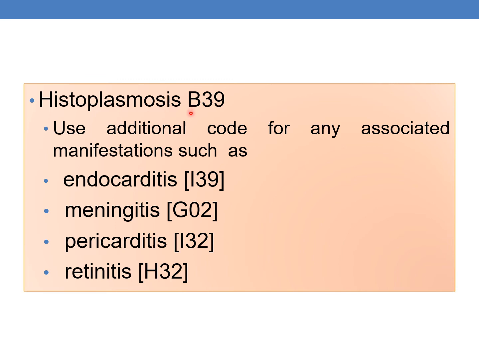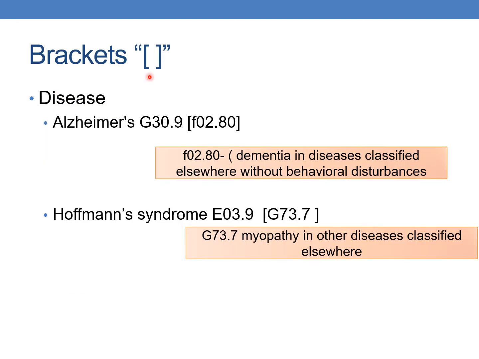If you see this code, under the code you can see: use additional code for any associated manifestations such as endocarditis, meningitis, pericarditis and retinitis. In the previous example, we can see that chorioretinitis is subcategorized into histoplasmic. So whenever it is histoplasmic, it is given by the code B39.9 followed by retinitis H32. Now let us discuss further examples of brackets.